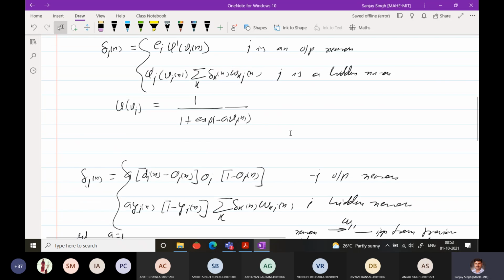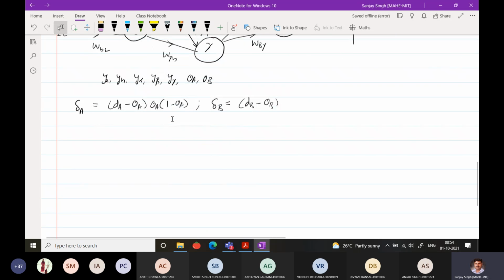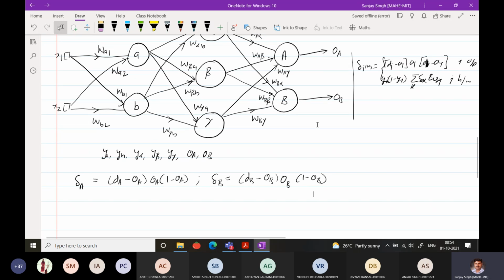This is nothing but this particular error. If you remember, this is the error. That's all. So we have now OB into 1 minus OB. Okay. Now once I have found this, the question is, once the error is found here, how do I propagate back so that changes happen here?